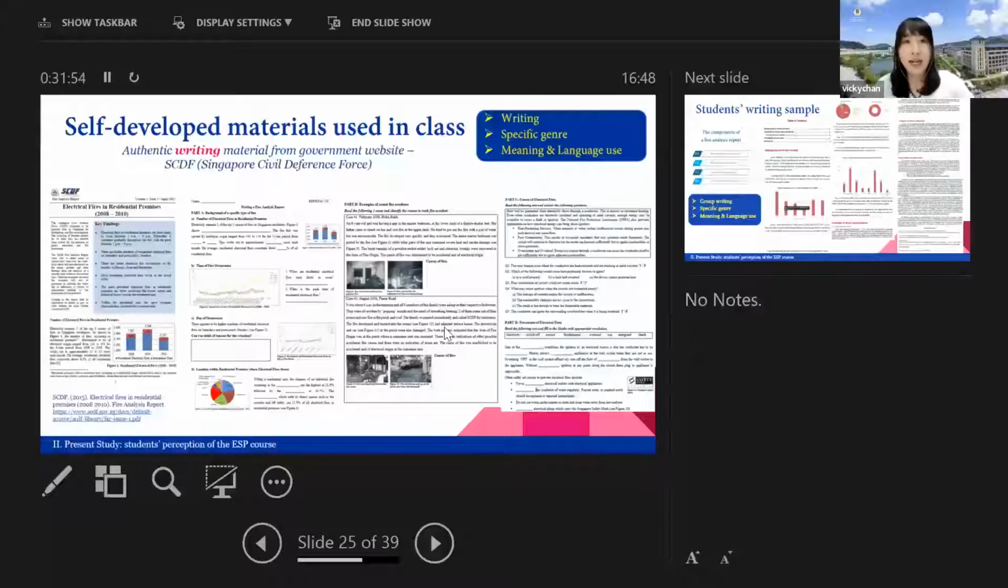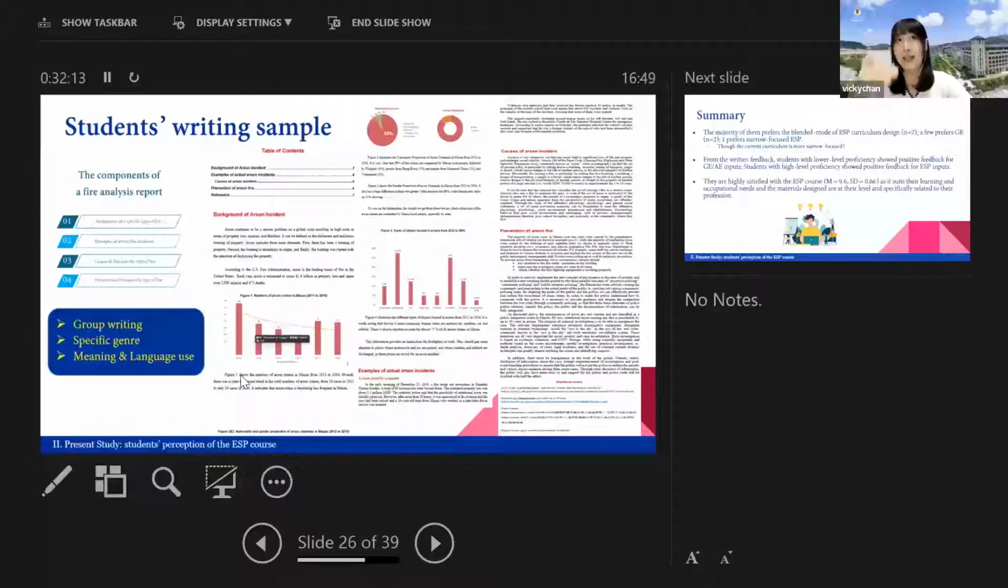And here would be the writing materials. Again, I adopted some authentic material from a government website, and then I provided some guidelines for my students to replicate some writing like this. So this is the goal that I set for my students, and I run a lesson on that. And then from that, I set a writing report for my students as a final assessment.